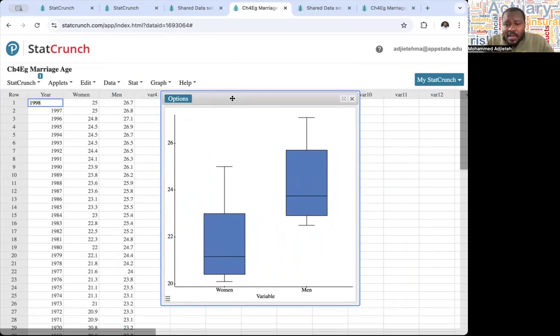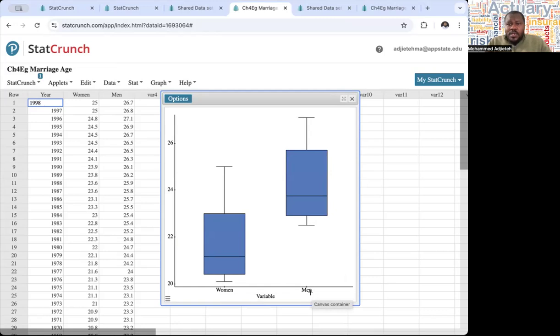Remember, if there are outliers, they're going to be beyond the fences. You'd see some circles or dots above the upper fence or below the lower fence. So the first thing we can see is that there are no outliers. Good. Now this is the box plot for women, and this is the box plot for men.